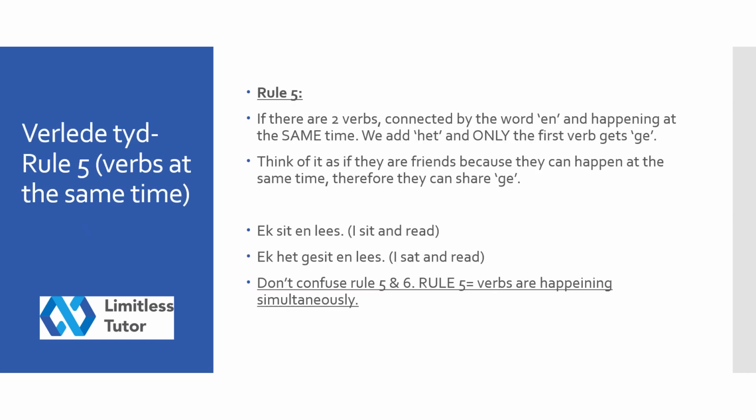Okay, rule number 5, if there are 2 verbs connected by the word en and happening at the same time, so they have to be able to happen at the same time, we add a het, and only the first verb gets a ge. So both move to the end, but only the first one gets a ge. Think of it as they are friends, and because they can happen at the same time, they can share a ge. Okay, ek sit en lees, ek het gesit en lees. See, only the first one gets a ge. And then don't confuse this rule with the following one.